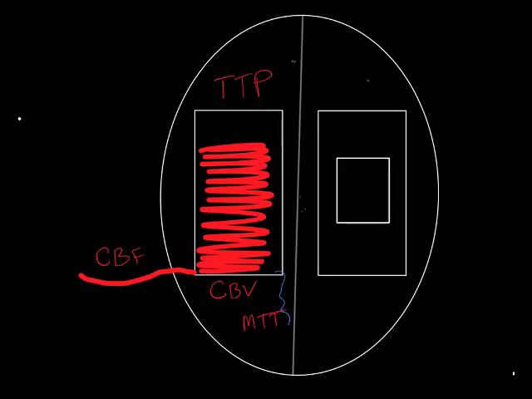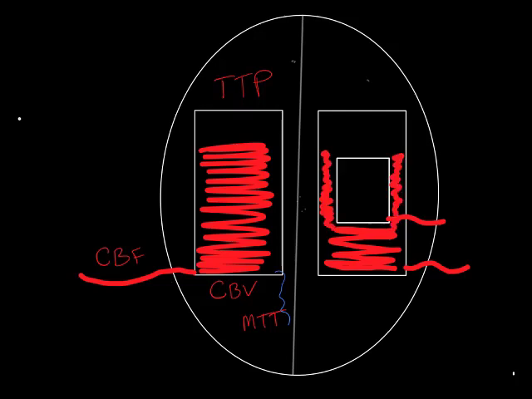Now what you might have is the situation where blood flow is coming in and it's filling slowly, but in one area, the blood volume becomes normal, while in another area, it stays low.